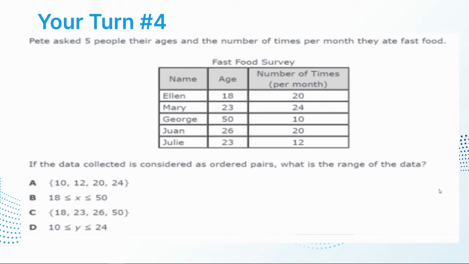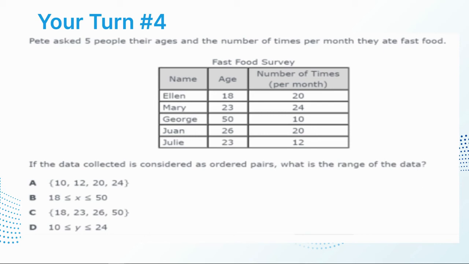Okay, so we're going to do a couple of examples of identifying domain and range from various things. This is a table. Pete asked 5 people their ages and the number of times per month they ate fast food. If the data collected is considered ordered pairs, what is the range of the data? So we have to decide which one is the independent and which one is dependent. Well, first of all, he asked them what their age was. So their ages are the independent, therefore the X, and the number of times per month they ate fast food is the dependent, which is the Y.